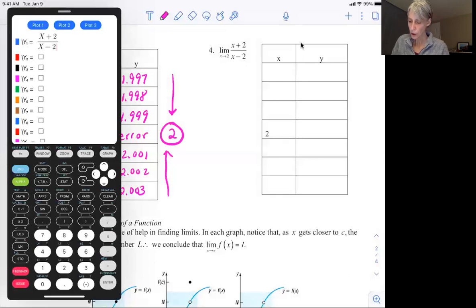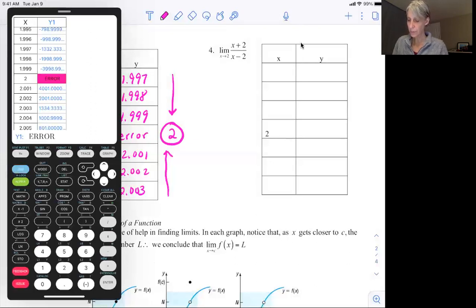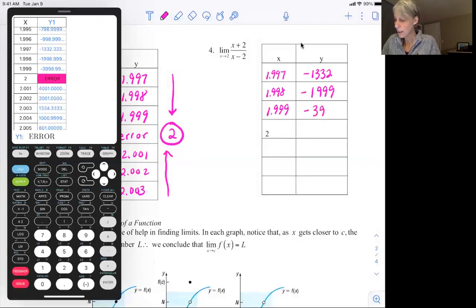This time I'm getting close to 2, so I want to jump my calculator to 2. My x value is 1.997, 1.998, 1.999. Notice my x values are getting closer to 2. My y values, oh, my eyesight is so bad, negative 1,332, negative 1,999, negative 3,999.